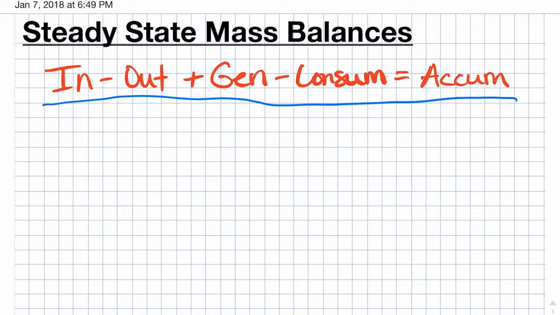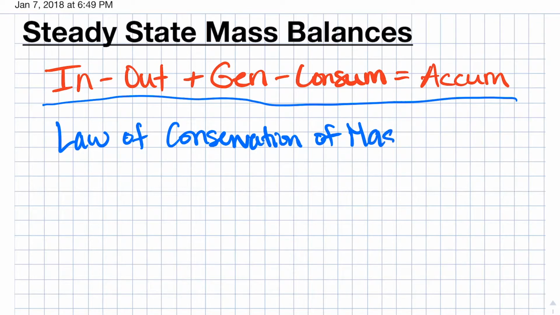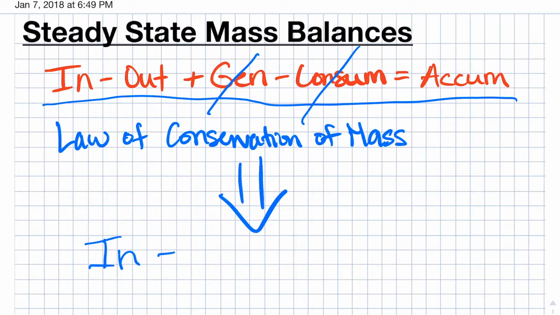So there is the law of conservation of mass. And as long as you're not dealing in the nuclear realm of things, we can assume that it's true, meaning that mass is neither created nor destroyed. It has to go somewhere. So the interesting thing becomes, in our general mass balance, the generation and consumption terms go away. We cannot produce mass, we cannot consume mass. So really our whole entire balance equation simplifies to in minus out equals accumulation.